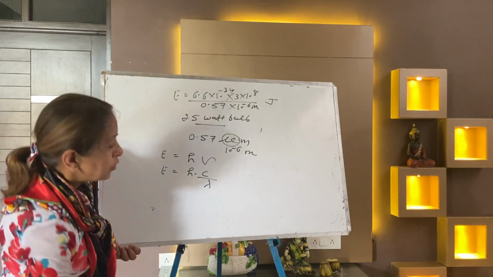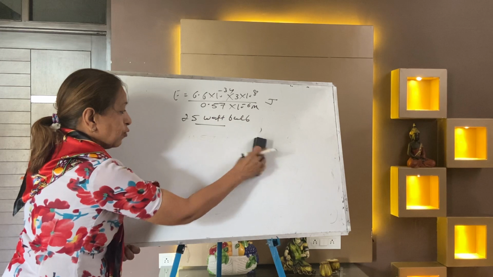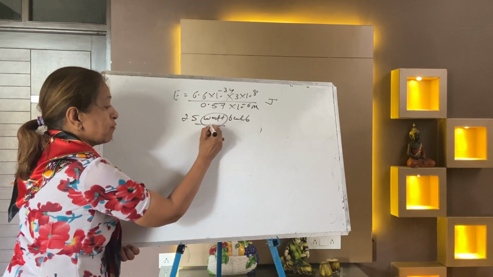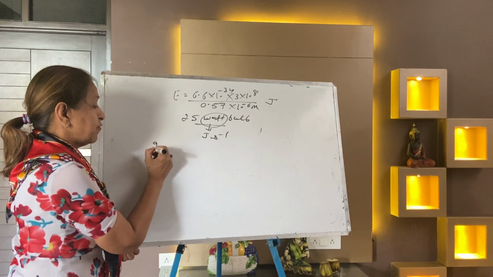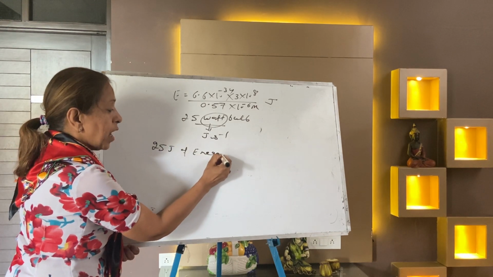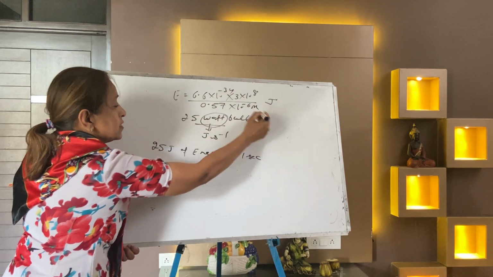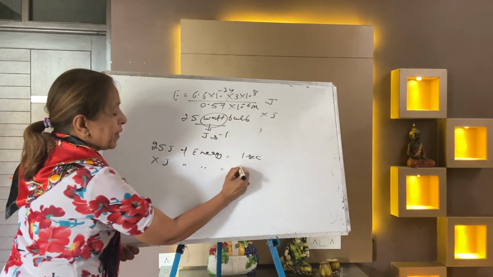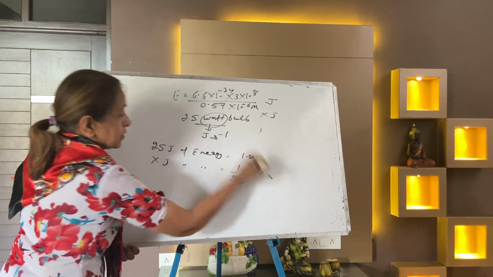After that, what will you do? Now this is your first part. Now you want to calculate how many photons are coming out. So 25 watt means 25 joule per second. This means 25 joules of energy is coming out from the bulb in 1 second. Then let this answer be x joule. So x joule is the energy of how many photons? So it's 1 by 25 multiplied by x.